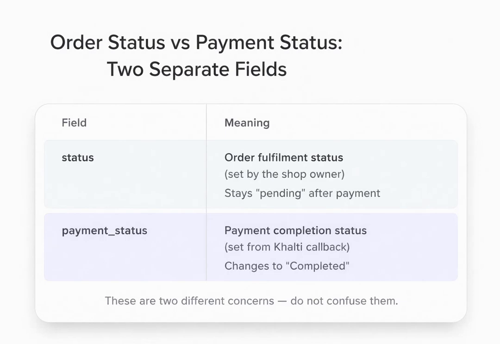It's important to understand the distinction between two separate fields here. The order status field, which tracks whether the order has been fulfilled, stays as pending even after payment. That's because fulfillment is the shop owner's responsibility. They need to physically prepare and ship the order. The payment status field, on the other hand, is what gets updated from the Calty callback. Once Calty confirms payment, payment status becomes completed. These are two completely separate concerns, and mixing them up is a common source of bugs.